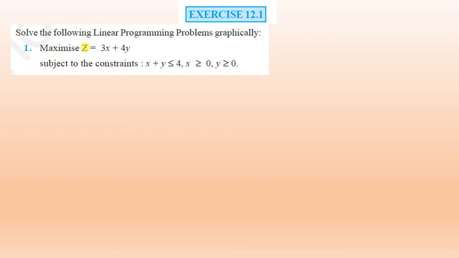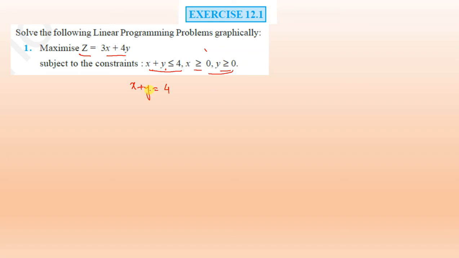The first question is solve the LPP graphically. Maximize Z is equal to 3x plus 4y. Subject to the constraints x plus y less than equal to 4, x is greater than equal to 0, y is greater than 0. These are called non-negative constraints. First we draw the inequality. तो inequality draw करने के लिए पहले corresponding equation को draw करेंगे हम.